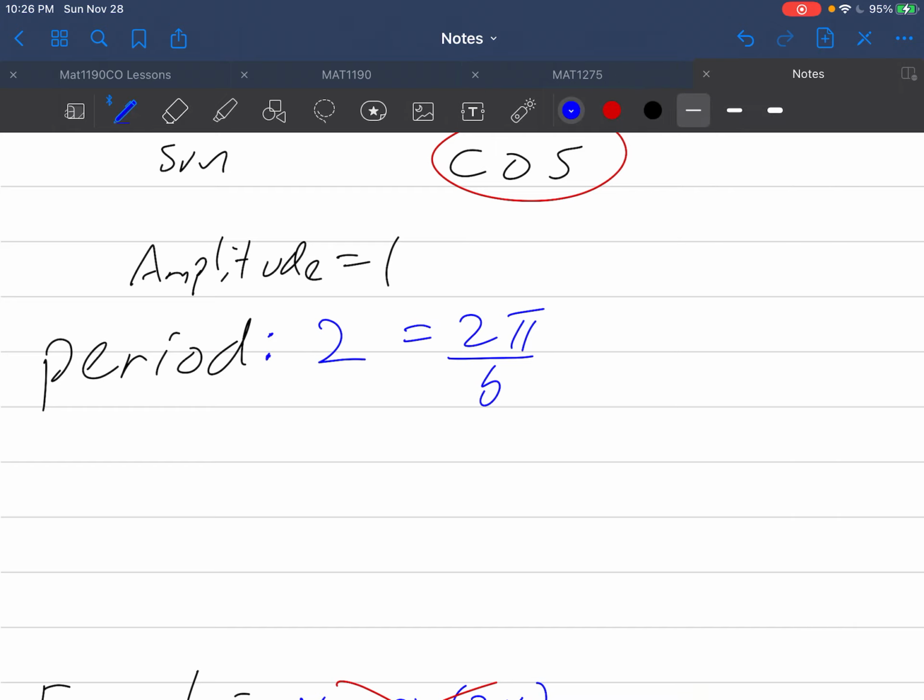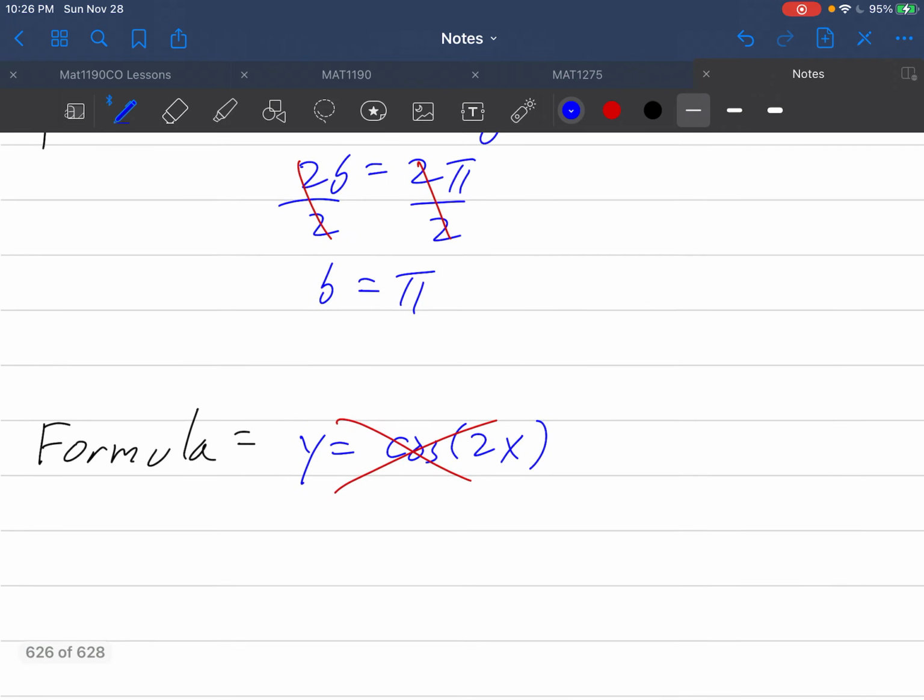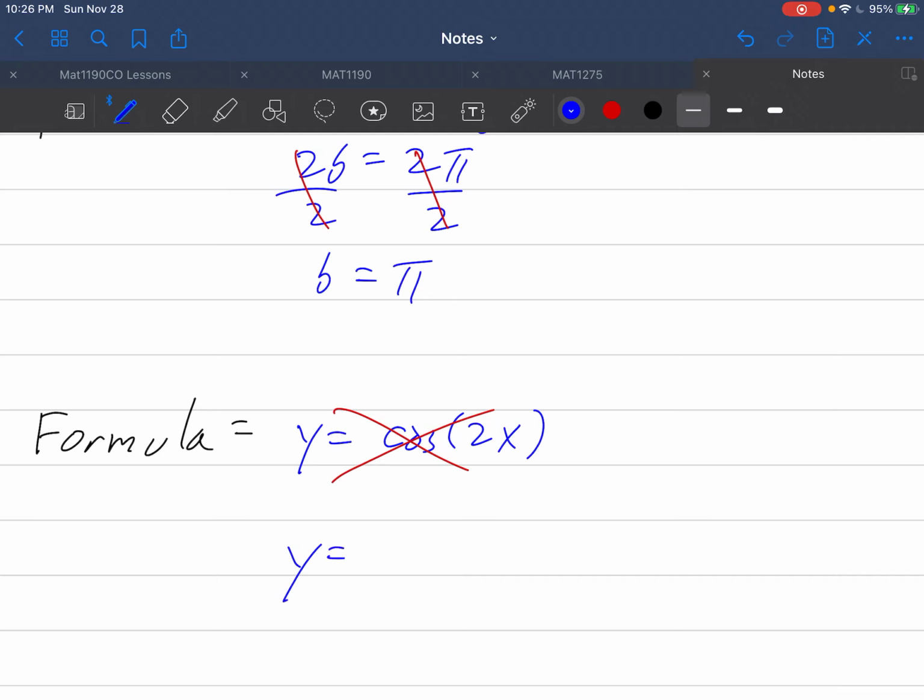So let's take our period that we measured, set it equal to our formula, 2 pi over b, and solve for b by cross multiplying. That's 2 times b is equal to 2 pi. Divide by 2. The 2's cancel here. That means b is equal to pi. So our function is y equals cosine of pi x.